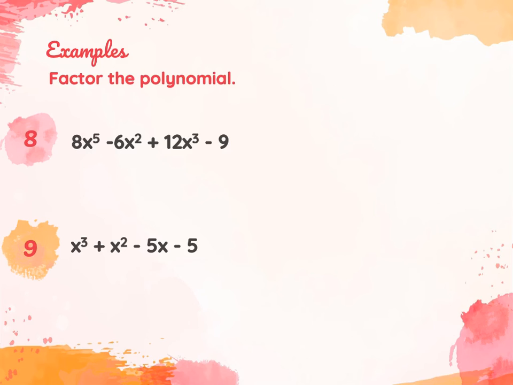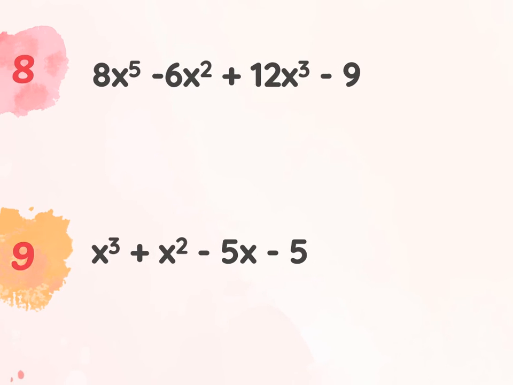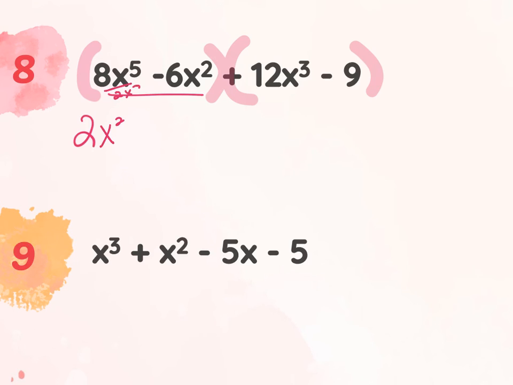Okay, let's look at some examples. Directions still just say factor the polynomial, so you've got to know, there's 4 terms there. That means I have to factor by grouping. So I'm going to group these together. From the first set of parentheses, what number goes into both 8 and 6? 2. What goes into both x to the 5th and x to the 2nd? Squared. Good, x squared. So I divide this by 2x squared and this by 2x squared. And I get 4x to the 3rd minus 3.